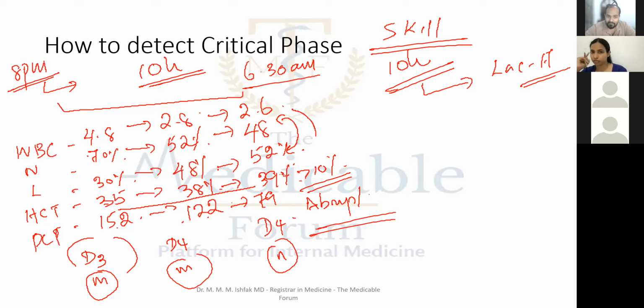Reversal of neutrophil lymphocyte ratio, the starting of rise of hematocrit, the abrupt drop of platelets, not just drop, abrupt drop of platelets. Now that is when your leak will start. That is when your leak has started.